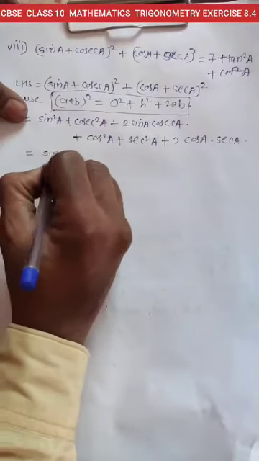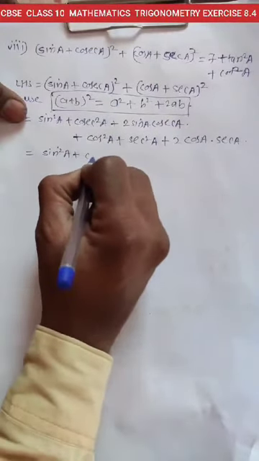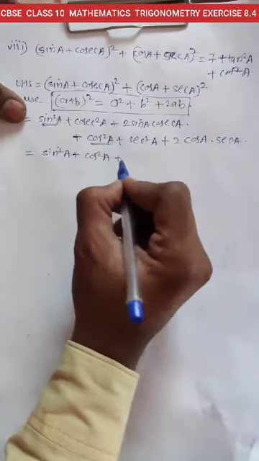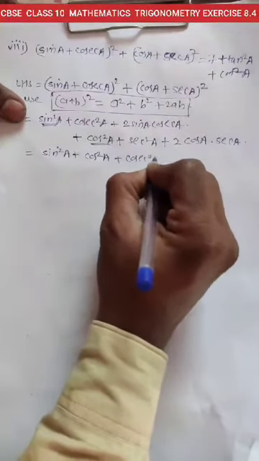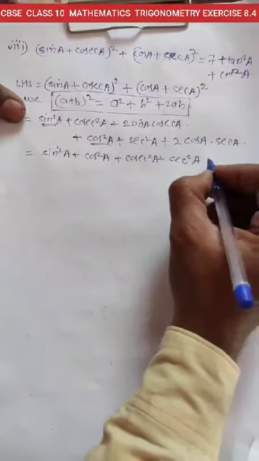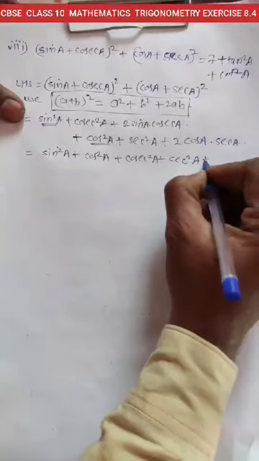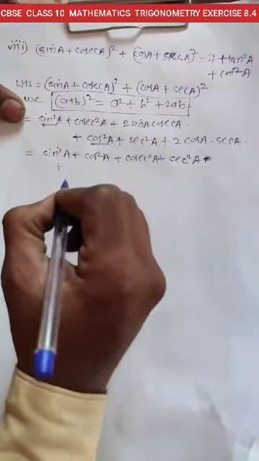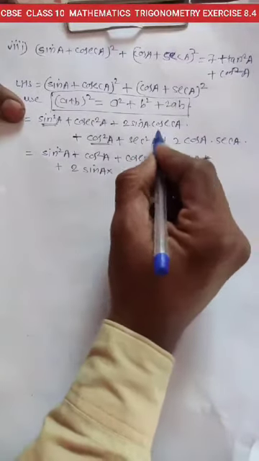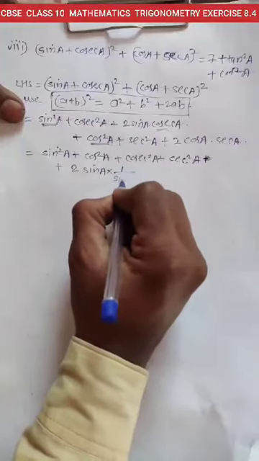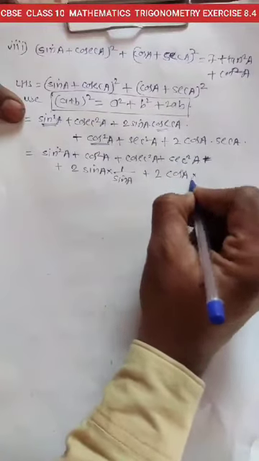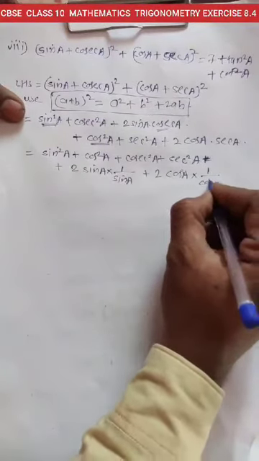So here this sin²A plus this cos²A as it is, plus cosec²A plus sec²A, plus simply write down below 2 sin A into, what about the cosec A? 1 upon sin A. Plus 2 cos A into 1 upon, what about the sec A? 1 upon cos A.